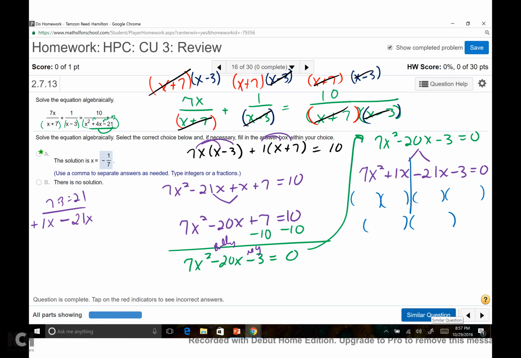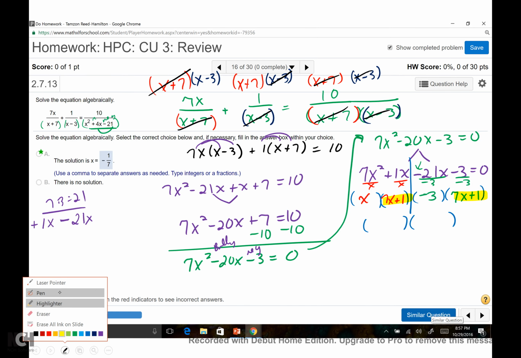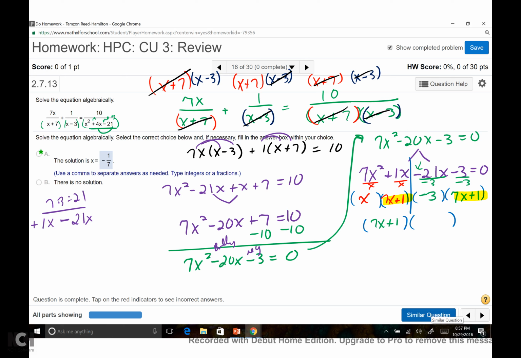On the left side, the only thing I can take out is an x. If I divide x out, that leaves 7x plus 1. On this side, I can divide out a 3. And I'm always going to take the first guy's sign, so I'm going to take the negative. And if I divide by -3, I get positive 7x plus 1. GCF again by your matching binomial, and you should get 7x plus 1 times x minus 3 equals 0.